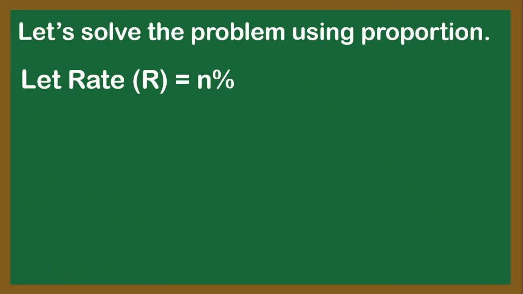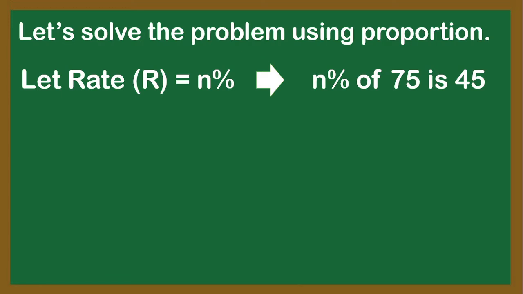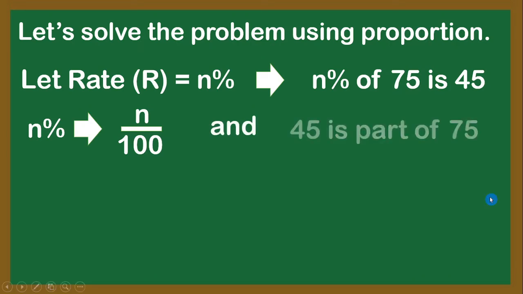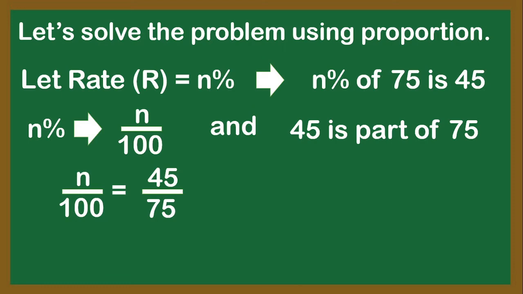Let rate R equal n%. Then we'll have now, n% of 75 is 45. Let n% be in the ratio form of n is to 100. Since percent means 100, we will compare n to 100. 45 is a part of 75. Then we have now the proportion as n is to 100 equals 45 is to 75. Remember, in this part, we are solving the problem using proportion.